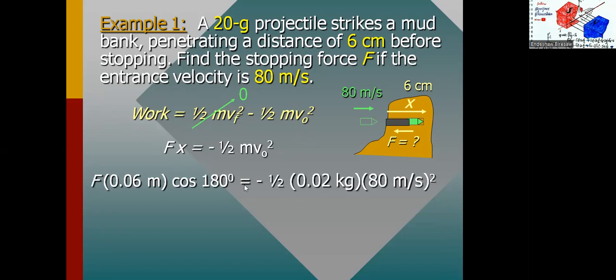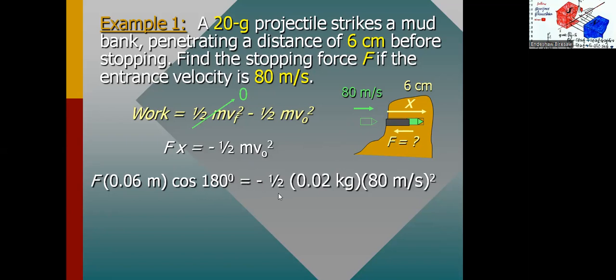Then we substitute the values of x, m, and v naught that we are given. The force applied is the frictional force, which we can take as a restoring force. The displacement is in the opposite direction. Therefore, the angle between the displacement and the force is 180 degrees.